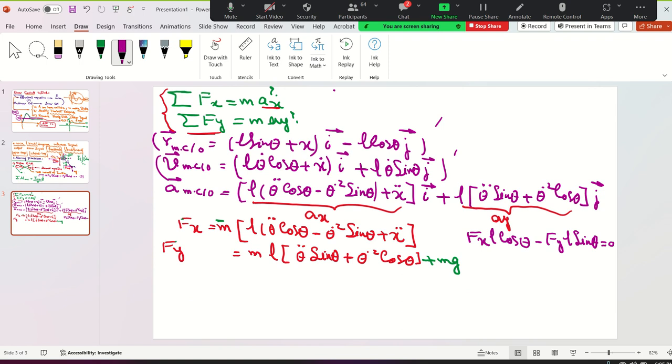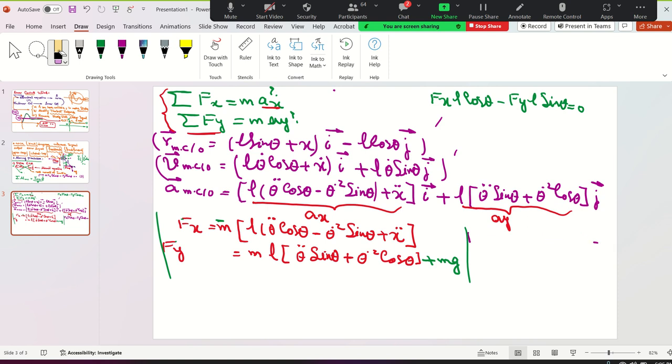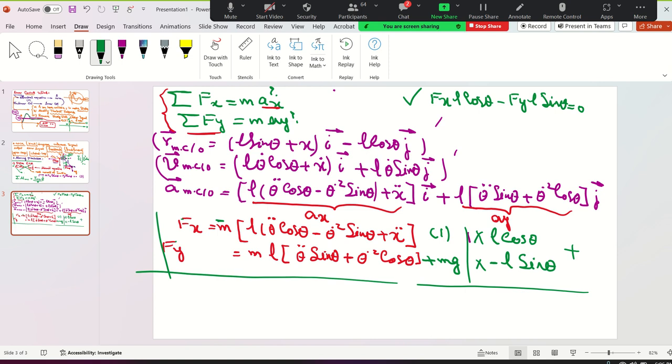So what I'm going to do is separate this. Let me write it here because I want to work with Fx L cosine theta minus Fy L sine theta equals 0. Let me double check that. By having this in front of your eyes, you have to multiply equation number 1 on both sides by L cosine theta, and multiply both sides of the second equation by minus L sine theta, then add together and get the result. Let us do that together.